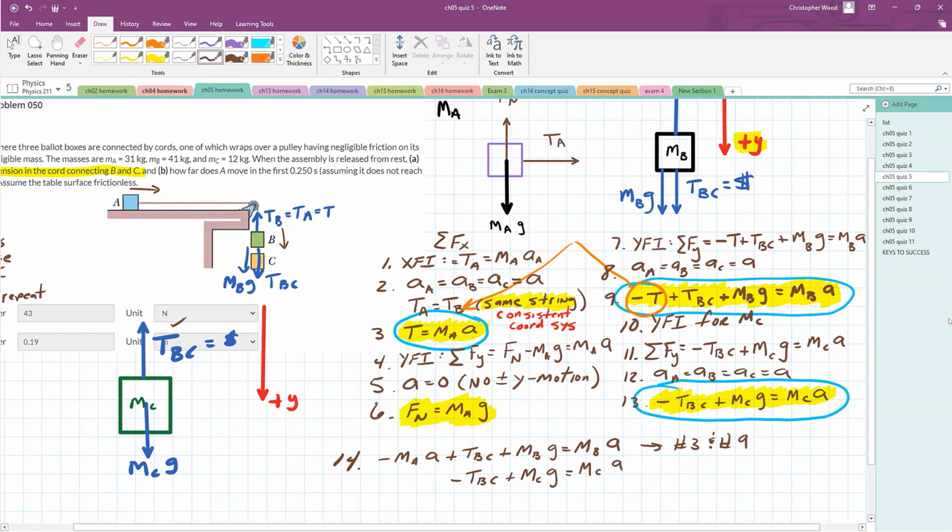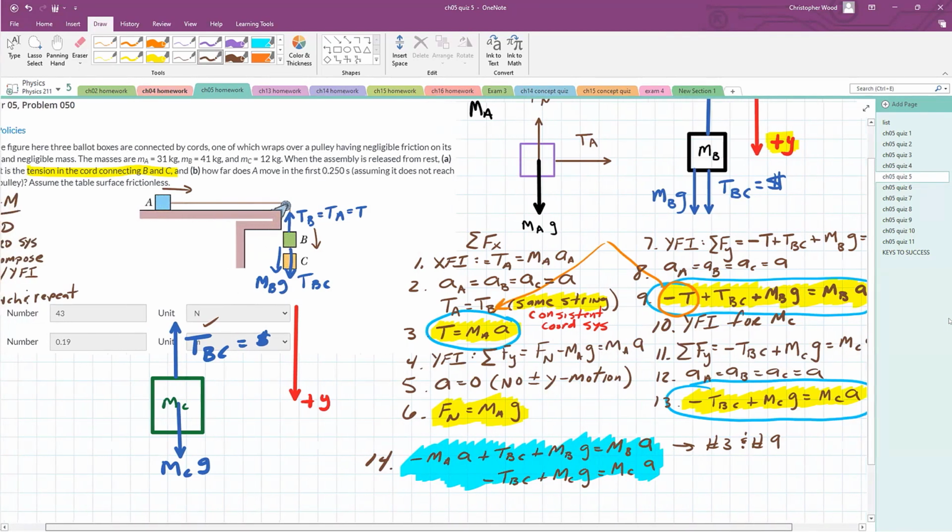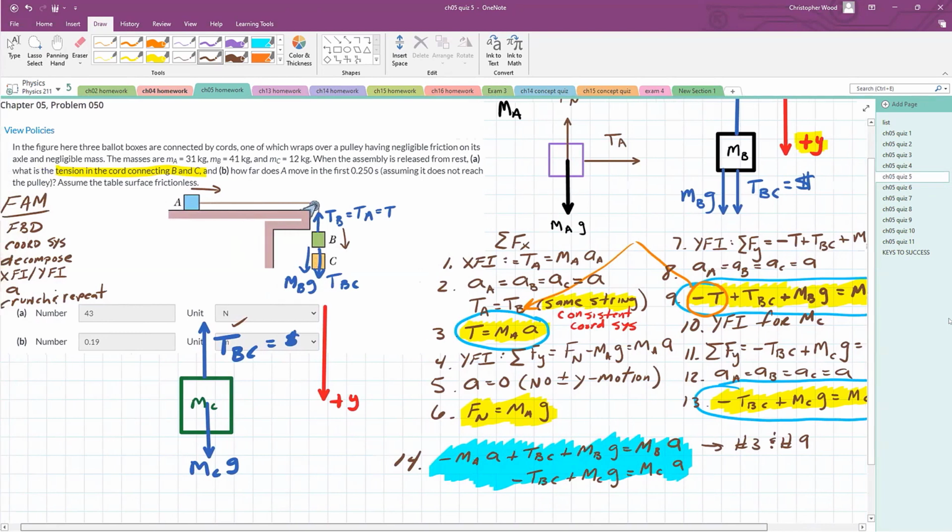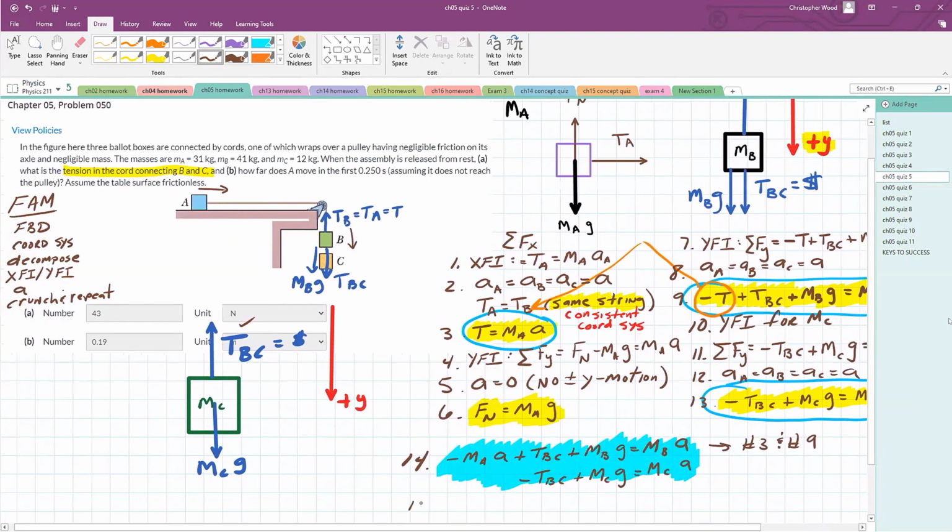So go ahead and take these two equations, and from these two equations, solve for A, and then solve for TBC. Isn't that what we're doing? Oh, no, it's not. Right now, we're just saying solve for tension. So let's see. We have some more work ahead of us. I almost cut us off too soon. So solve for A. Okay. When I solve for A, let's all solve for A.